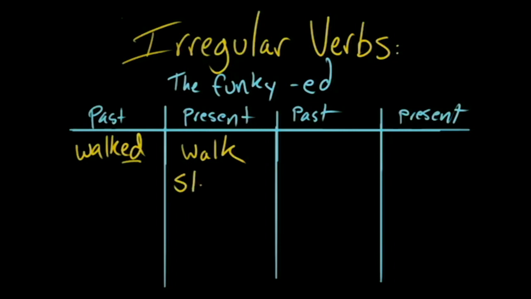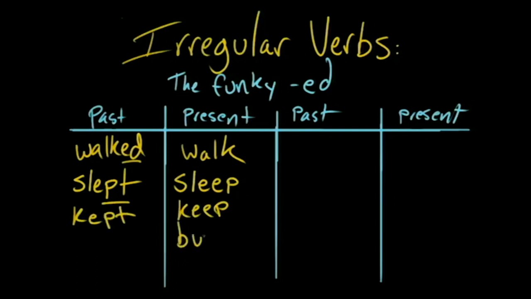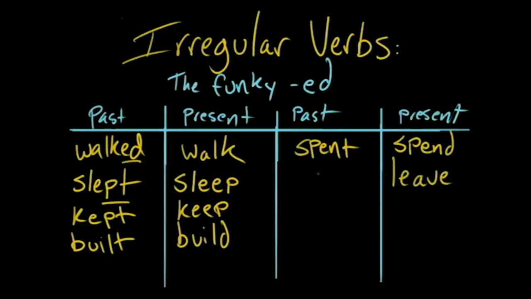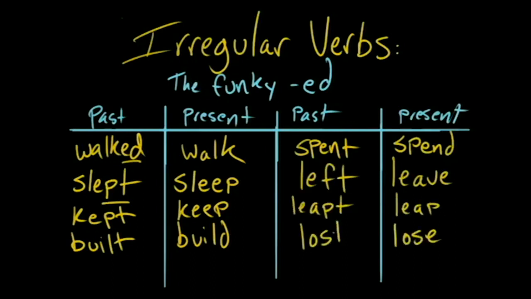The present tense form of the word to sleep is sleep. And when we put it in past tense, it is not sleeped, but slept. The pt part of slept does the same work as the ed ending for the regular past. So sleep becomes slept is the same as walk becomes walked. Likewise, keep becomes kept, build becomes built, spend becomes spent, leave becomes left, leap becomes leapt, and lose becomes lost.